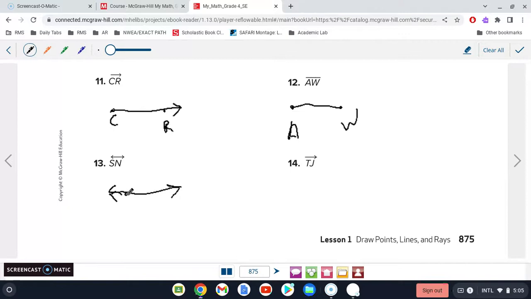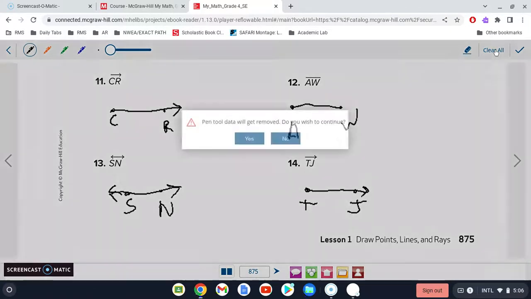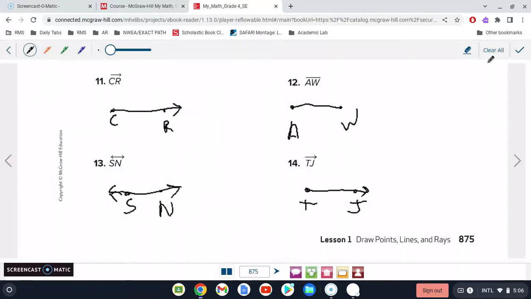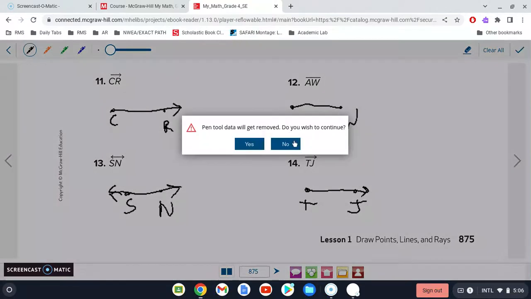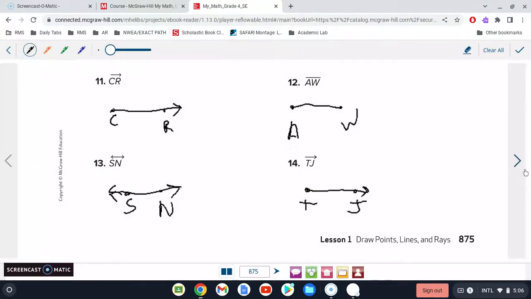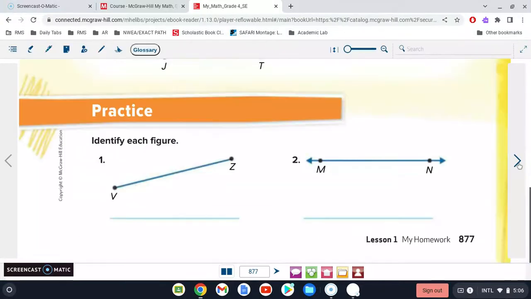I'm sorry guys, it's really messy. It's really hard to draw these. And then T and J started with a point, it's a ray, ended with an arrow. Yours should look better than this. I'm sorry it's messy. I'm really trying here, but it's really hard. Okay, that's what those should look like. If you didn't get some of those right, you need to be careful and look at the poster or look at page 873.